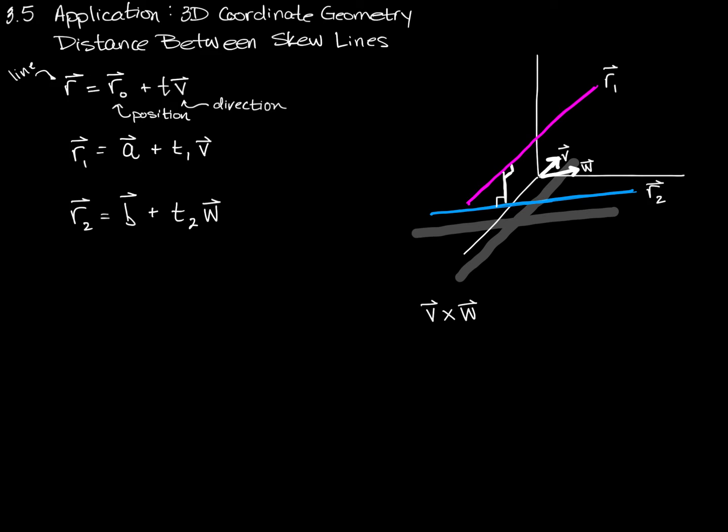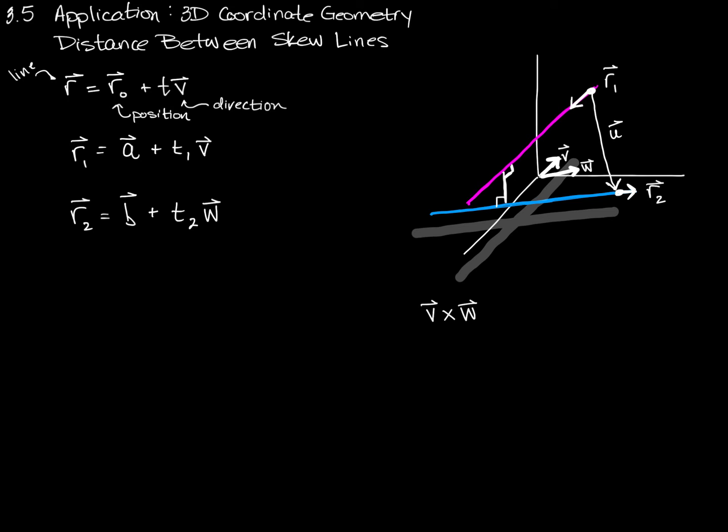But we're also going to need, so that'll be the direction vector, we're also going to need a position vector for this. Each of the lines R1 and R2 has a position vector on it. Let's say R1's position vector is here, and R2's is here. And there will also be a vector that goes between these two. We're going to call this vector U.